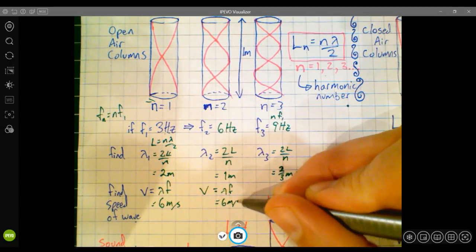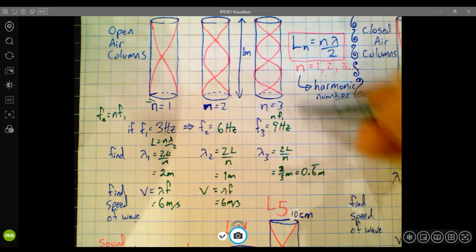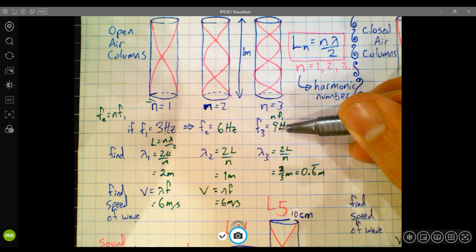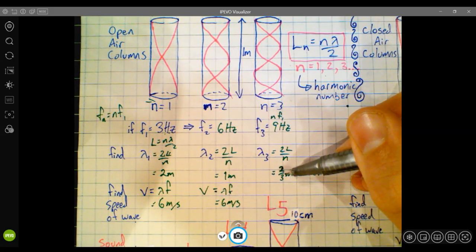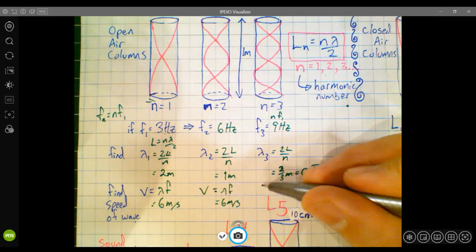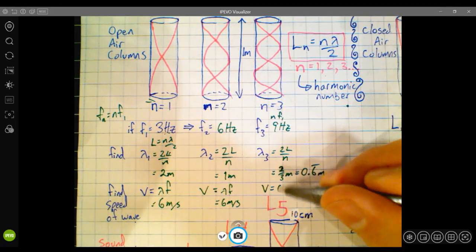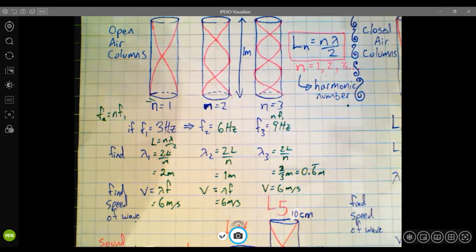6 meters per second. I want to make sure this is still true, though. 9, this is going to be hard. 9 times 2/3, 2/3 of 9. You guessed it, 6 meters per second. So this is consistent. The speed inside of this air column is 6 meters per second.